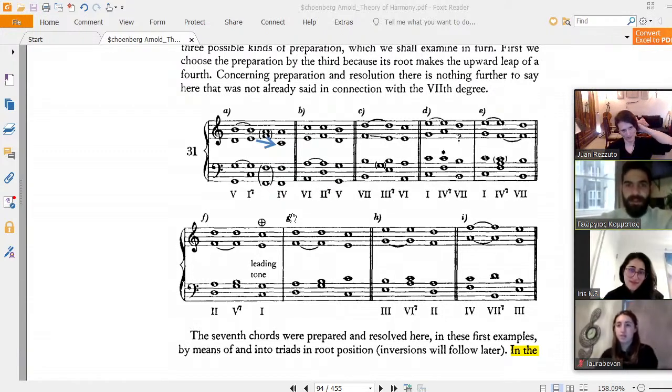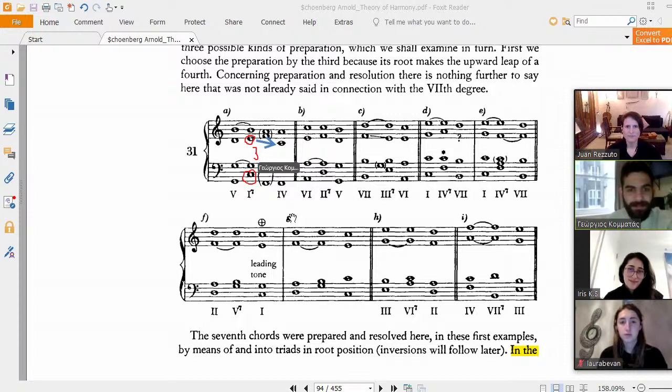Annotate, yes. Annotate, exactly. Well, bass and alto, sorry. So this is a third, yes, whatever, but this is a fifth. And they move by skip, sorry. The problem. So that's the hidden fifth.